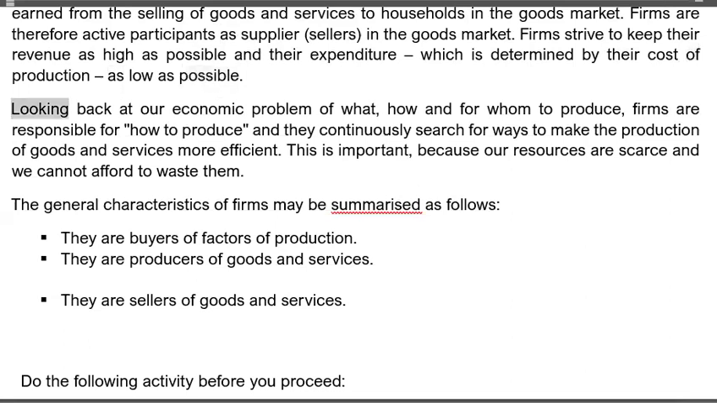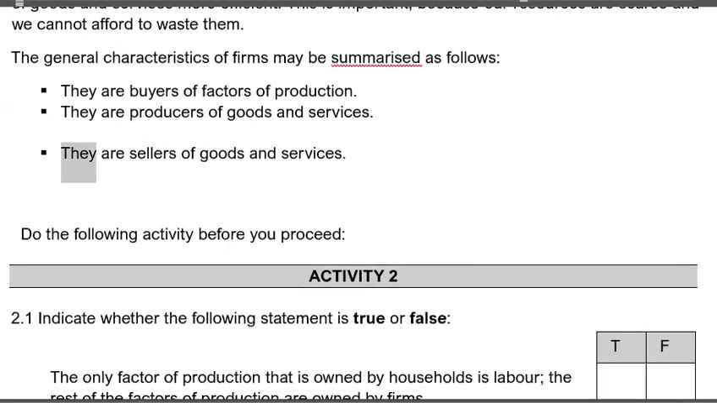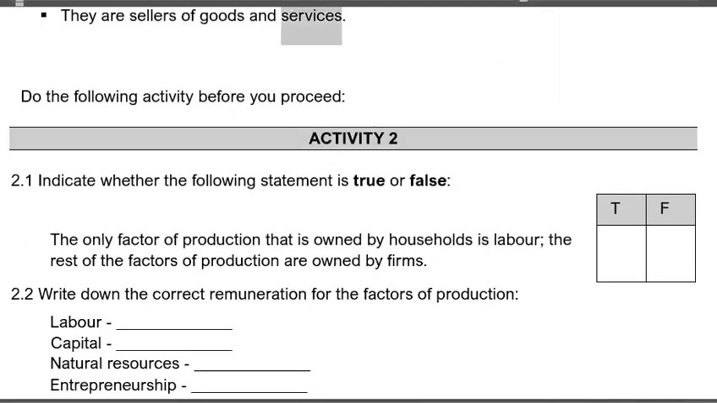Looking back at our economic problem of what, how, and for whom to produce, firms are responsible for how to produce, and they continuously search for ways to make the production of goods and services more efficient. This is important because our resources are scarce and we cannot afford to waste them. The general characteristics of firms may be summarized as follows. They are buyers of factors of production. They are producers of goods and services. They are sellers of goods and services.